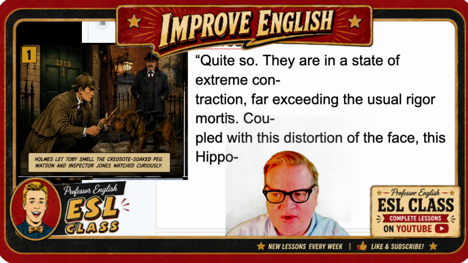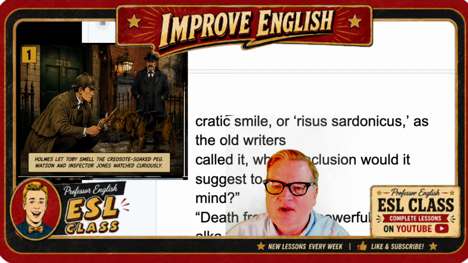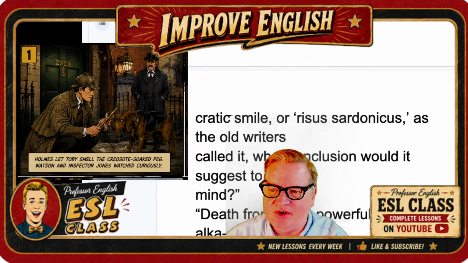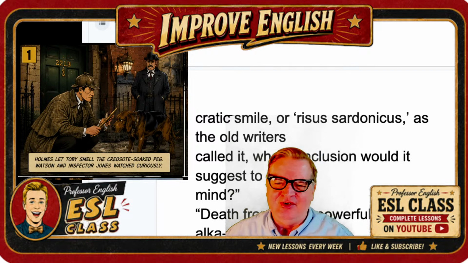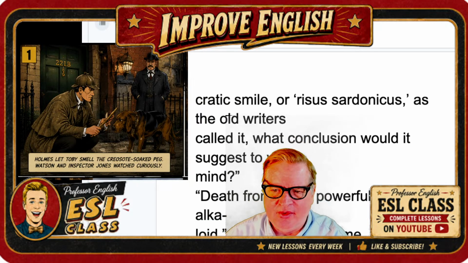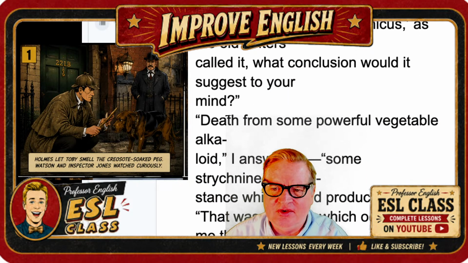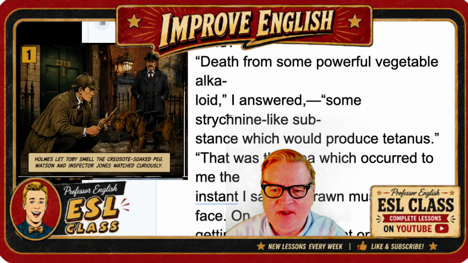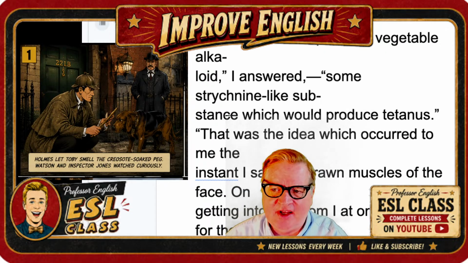"Coupled with this distortion of his face, this Hippocratic smile, or risus sardonicus." So risus means smile. Sardonicus, I guess, means like sarcastic or something like that. Because remember, this man died with a weird smile on his face. "Risus sardonicus, the old writers called it. What conclusion would it suggest to your mind?" "Death from some powerful vegetable alkaloid," I answered, "some strychnine-like substance which could produce tetanus."